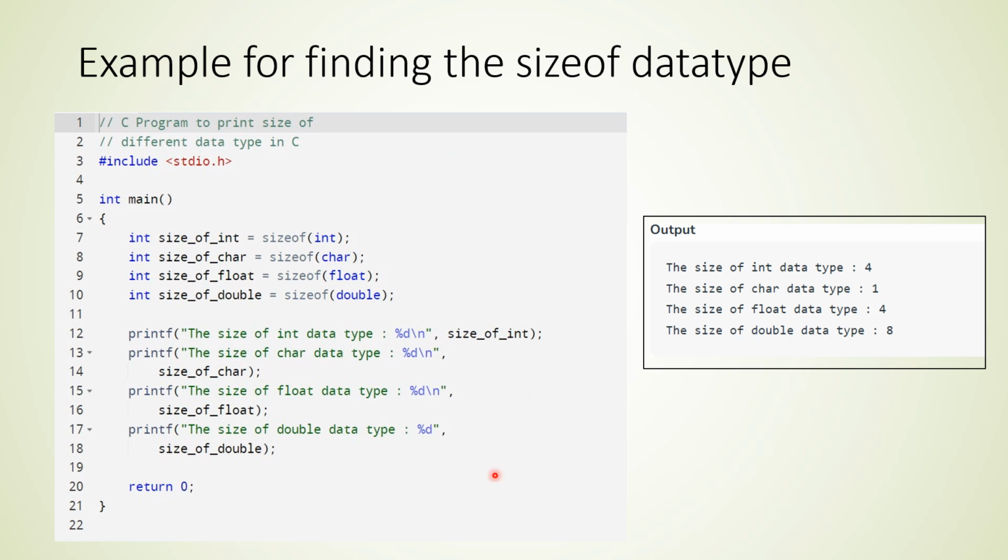This is an example of how you use this: finding the size of a data type. The sizes of character, float, and double are obtained this way, and if you print it, the answer will be: integer is 4, character is 1, and float and double are this. And here we have used int instead of void.